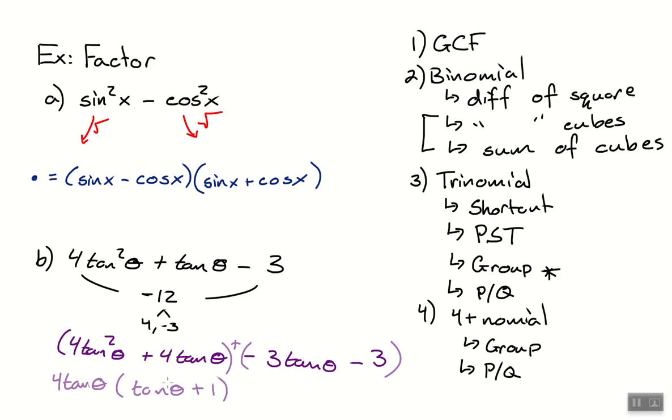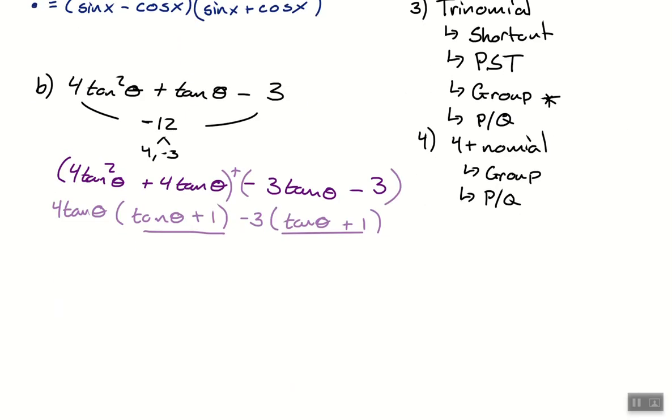Okay, now remember, whatever I take out of this one, the groups better match. What could I take out of this to give myself tan theta plus 1 inside? Okay, when I take out a negative 3, it leaves behind a tan theta plus 1. Do they match? There's a factor. But there are 2 factors here. What's the other one? 4 tan theta minus 3. And we have it. My factorization is tan theta plus 1 times 4 tan theta minus 3.